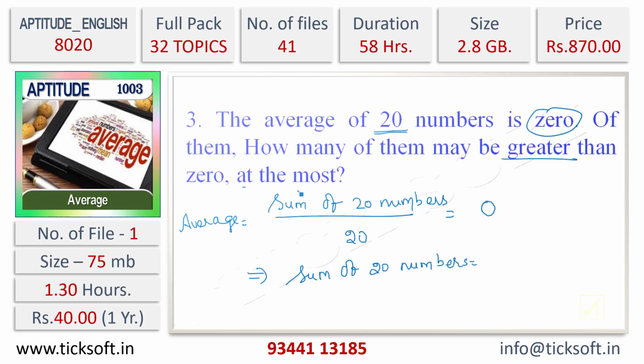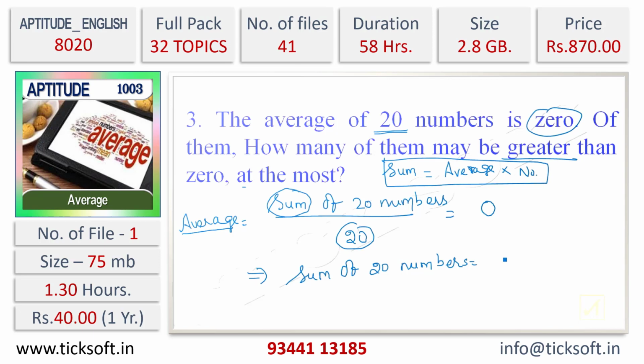So whenever we need the sum, then we have to multiply the average and the number. That is very important. So hereafter we are not going to write this formula again and again. So this is always understood. That is, if we want to find the sum, then we have to multiply the average and the number of observations. This is always understood.